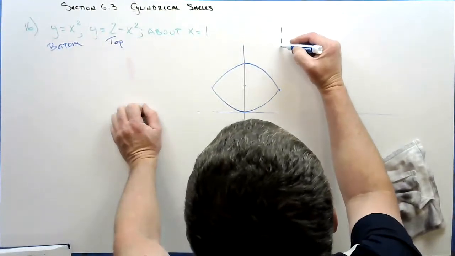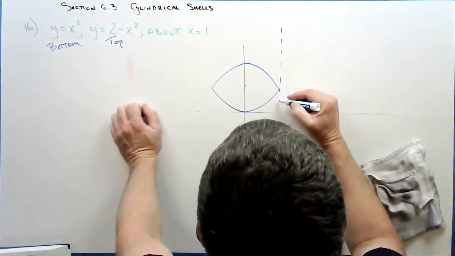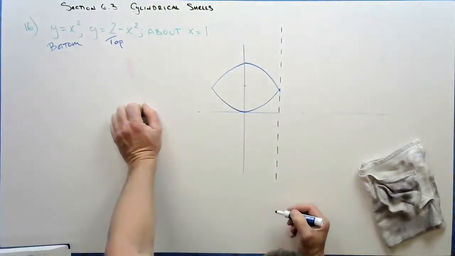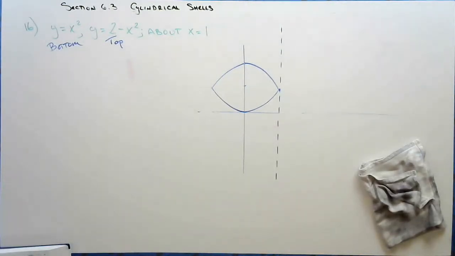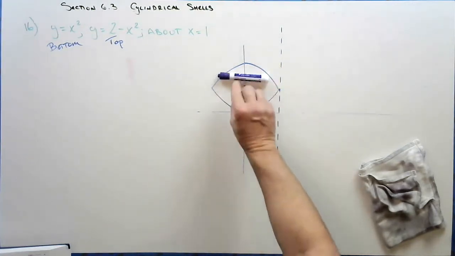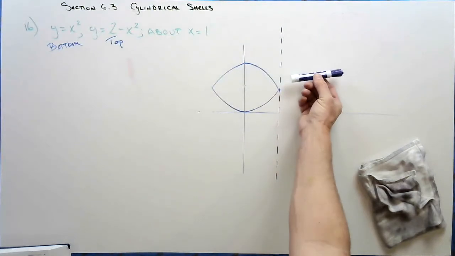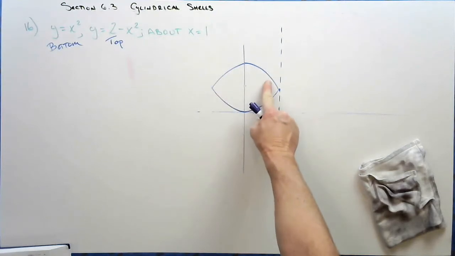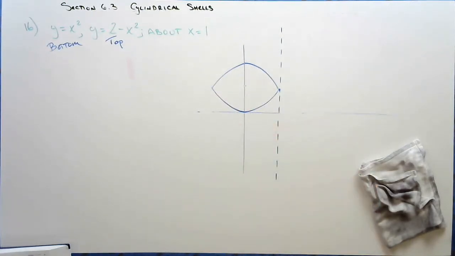Now, our axis of rotation is the line x equals 1. That's what it said in the book. We want to use shells. If we were to go horizontally like this and spin this, it would not make a shell. It would be thin. It would make a washer, and we would be going from this function to itself. We don't want to do that.